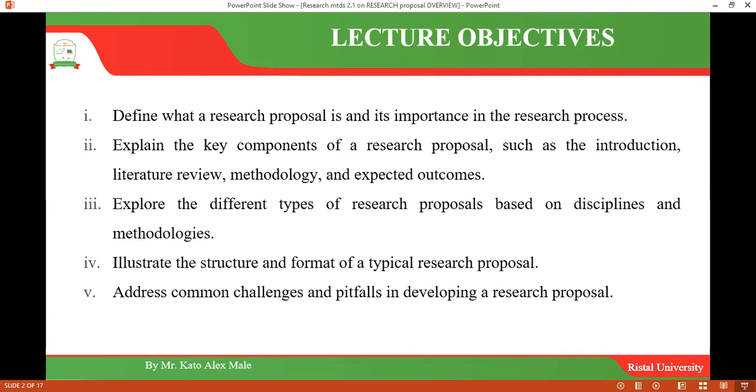In the overview of the research proposal, we are going to define what a research proposal is and its importance, explain the key components of a research proposal. We include the introduction, the literature review, the methodology, and then the expected outcomes. And then explore the different types of research proposals based on disciplines and methodologies, illustrate the structure and format of a typical research proposal, and then address common challenges and pitfalls in developing a research proposal.